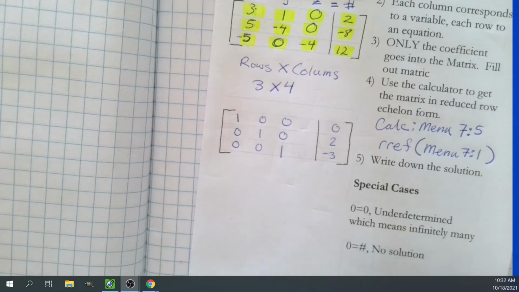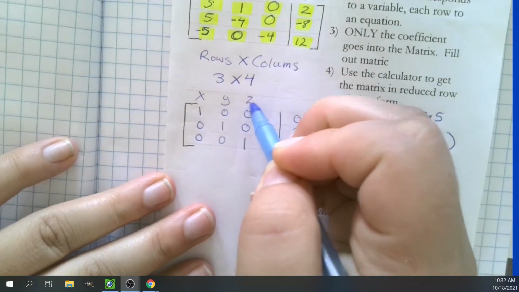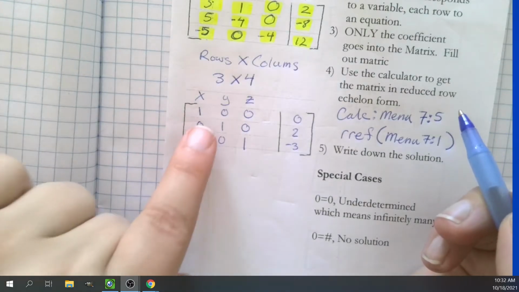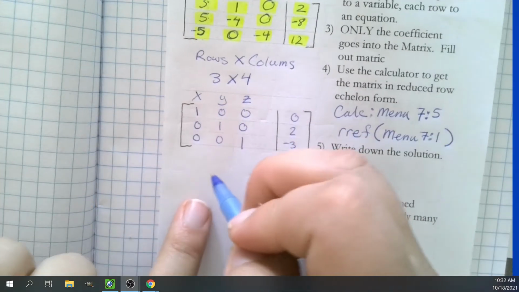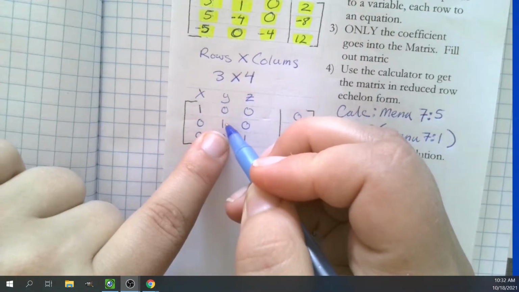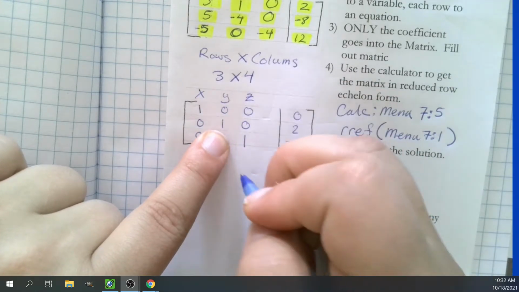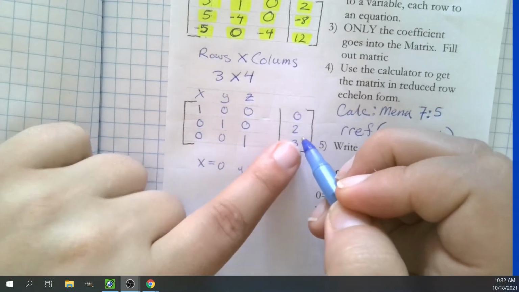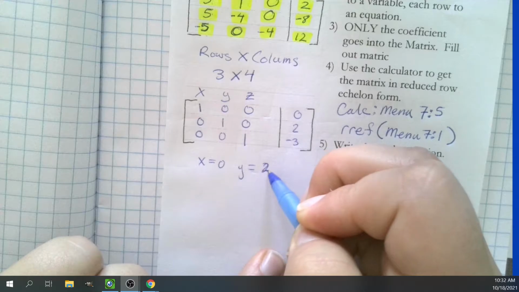Now let's talk about what that means. Do you remember that this is our x column, this is our y column, this is our z column? So 1x with nothing else is equal to, this is x equals 0. See how that's y? Can you see how there's no x's and no z's? So it's just y equals what? 2. What does z equal? -3. Good job.